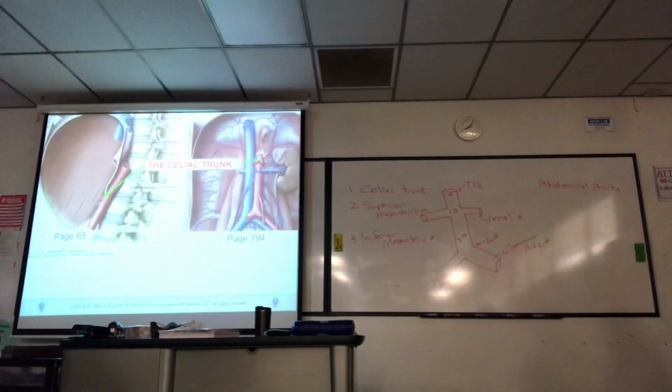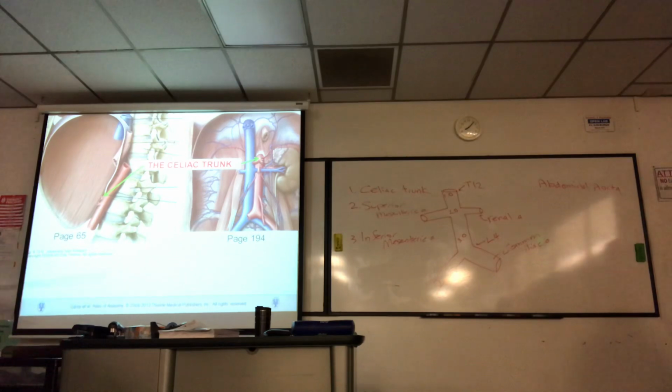In this picture here, you see the big dome-shaped muscle called the diaphragm. And we see how the inferior vena cava has its opening way up here at around the level of T8. Midway through, the opening for the esophagus is at about the level of T10. And the opening for the abdominal aorta is at around the level of T12.